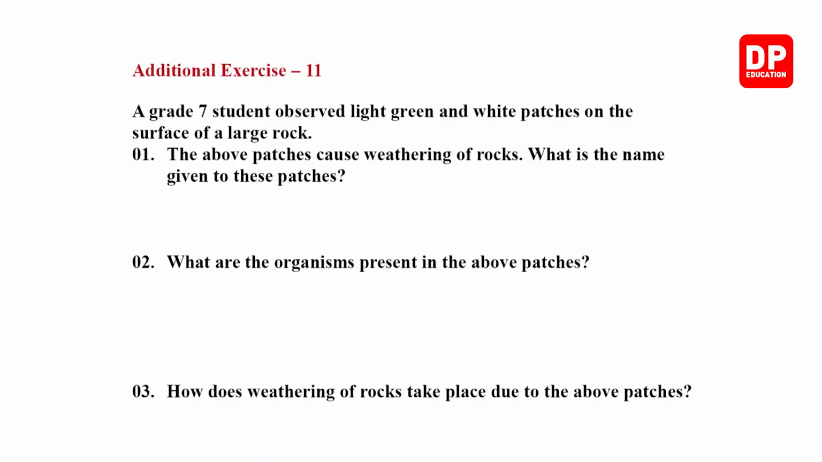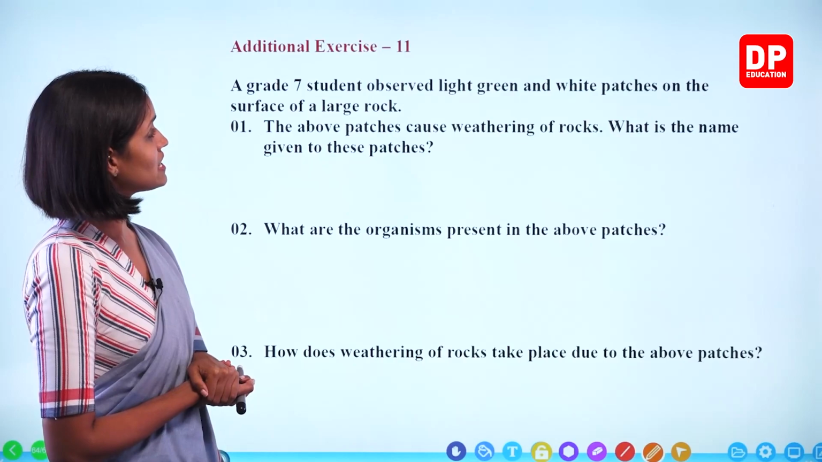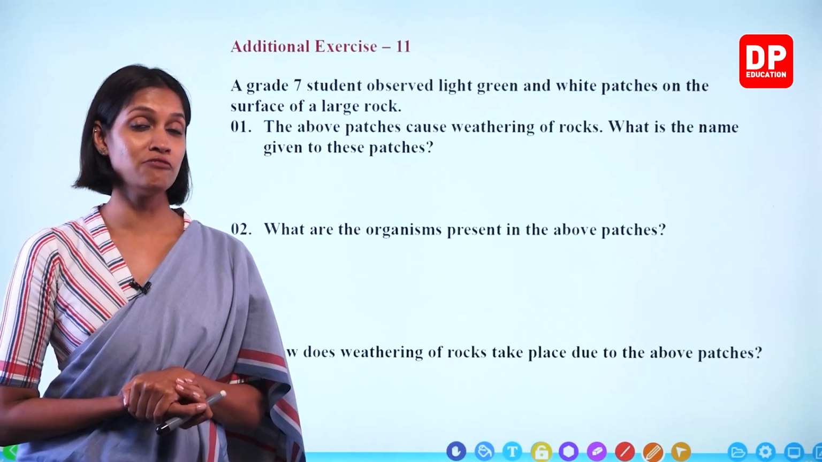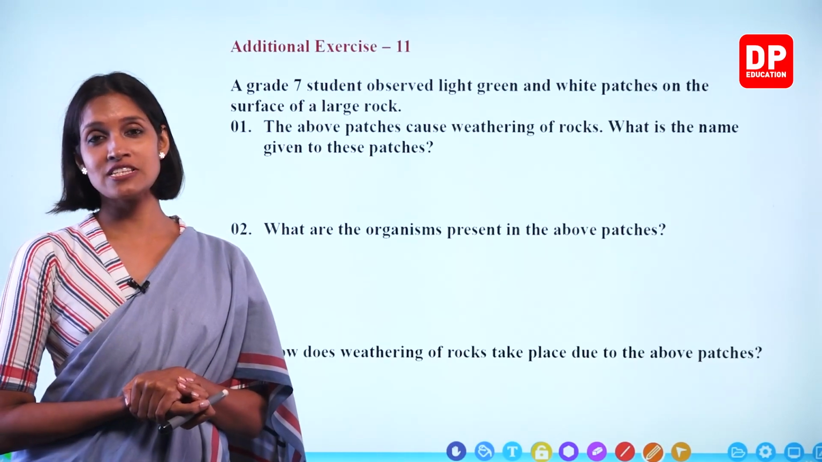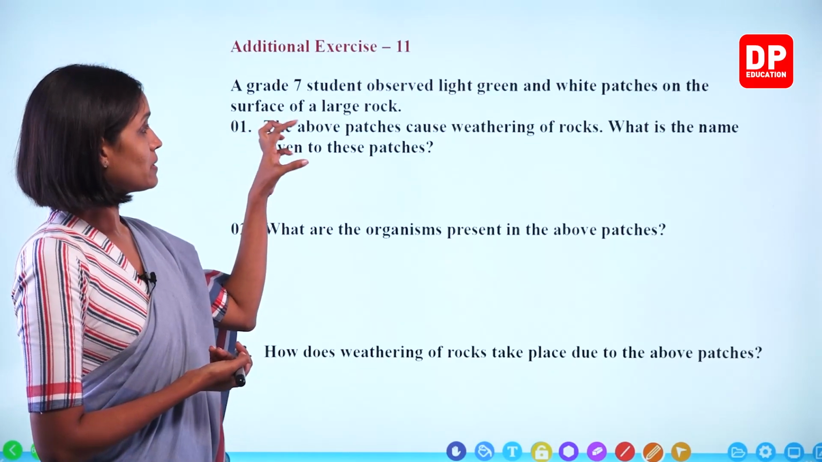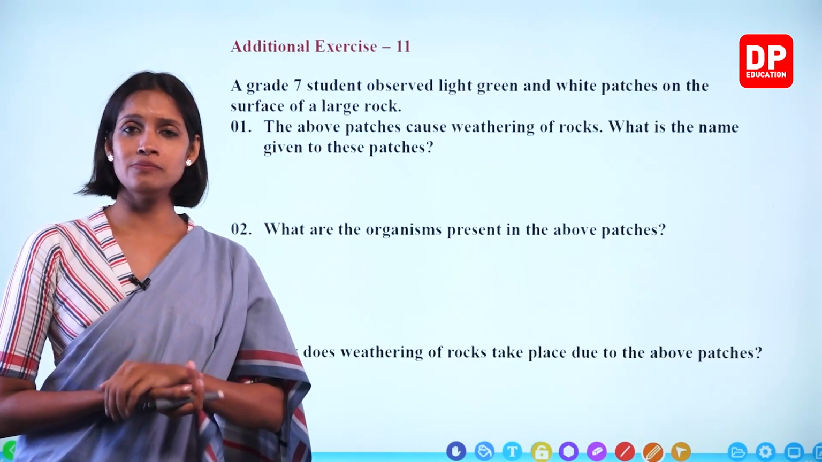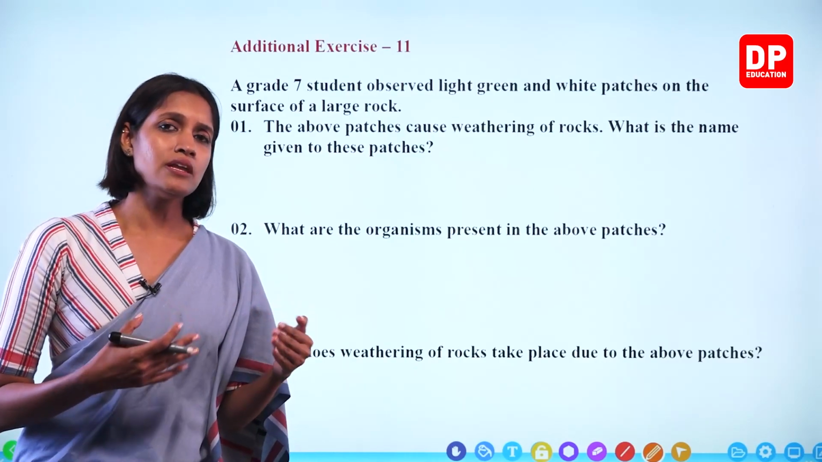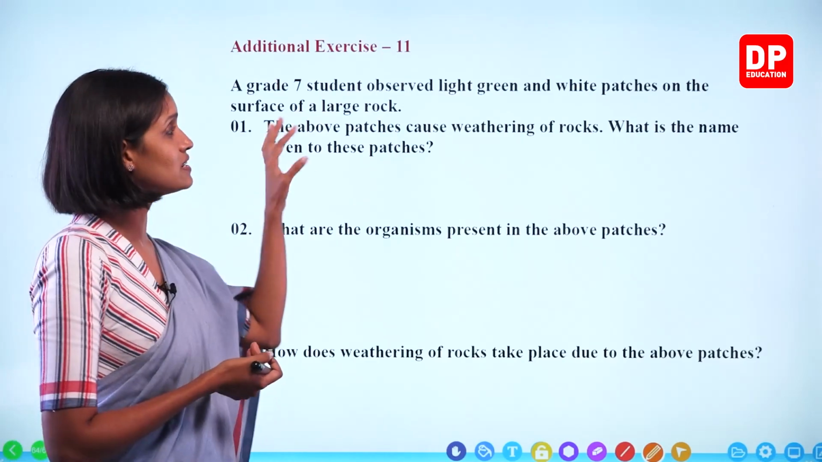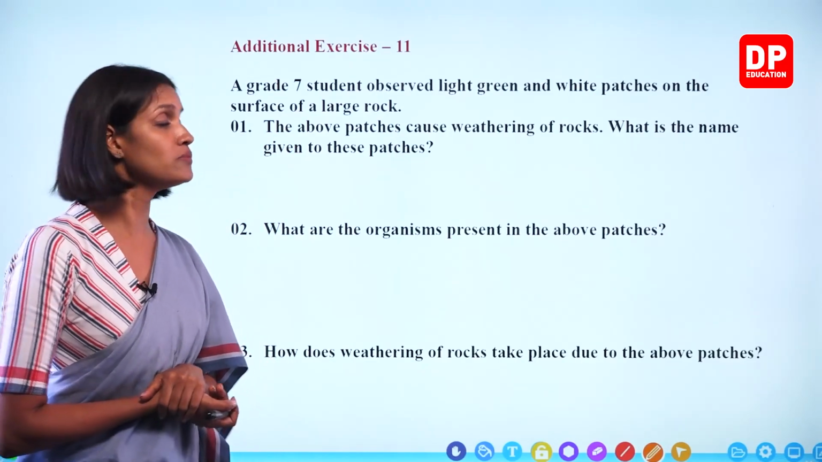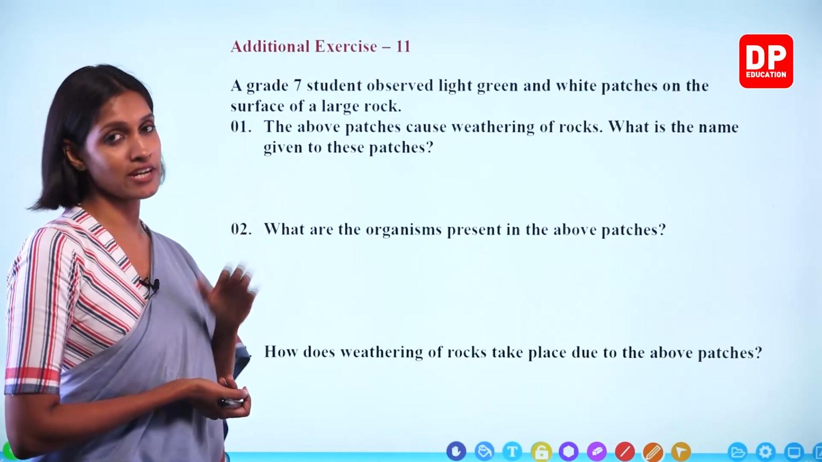Right, exercise number 11. A grade 7 student observed light green and white patches on the surface of a large rock. What could these patches be? Even earlier, when we were learning about biological rock weathering, we learned about lichens. Most of the time, lichens are green, light green and white patches. But in some areas, based on the chemicals they produce and the substances present on rocks, their color can be different too. But most of the time, you will see them in light green and white color, okay?